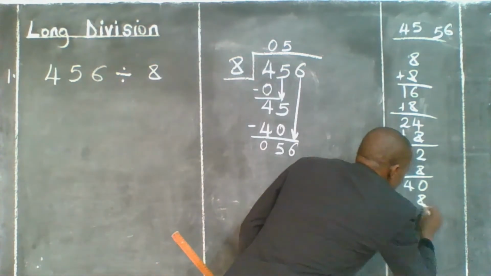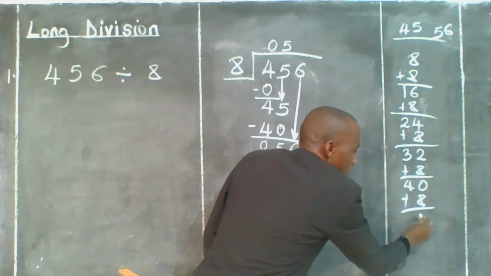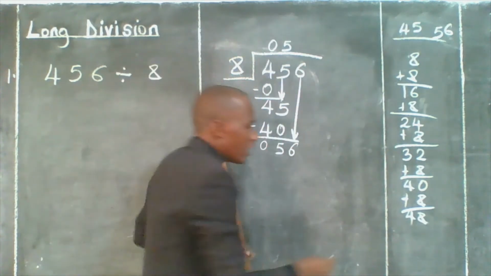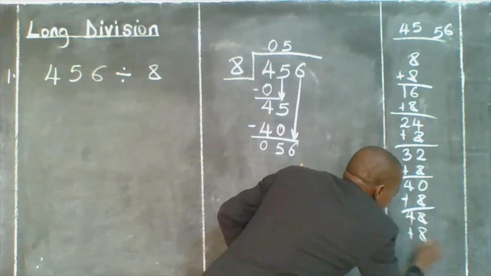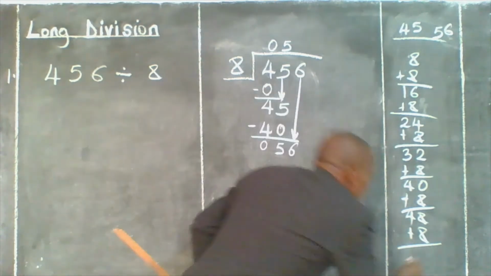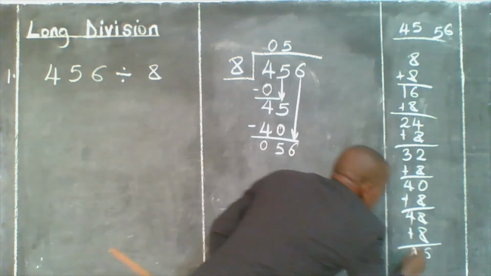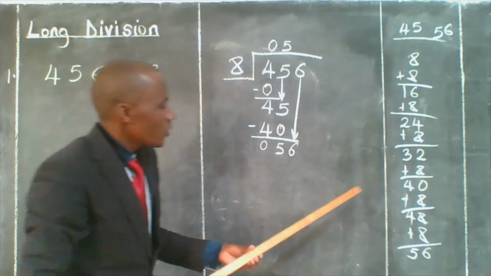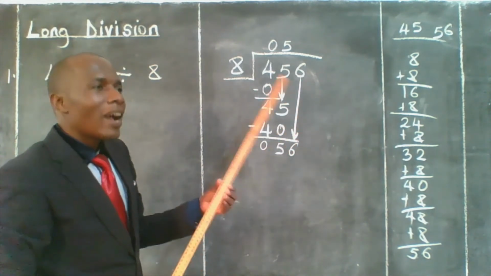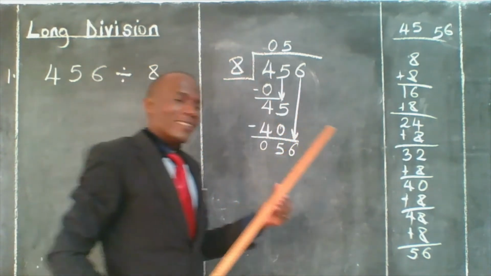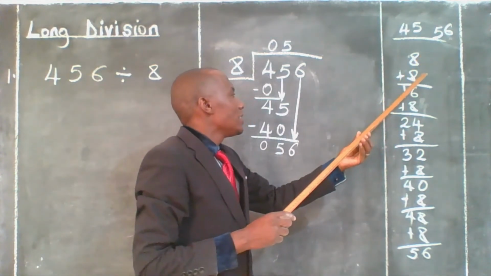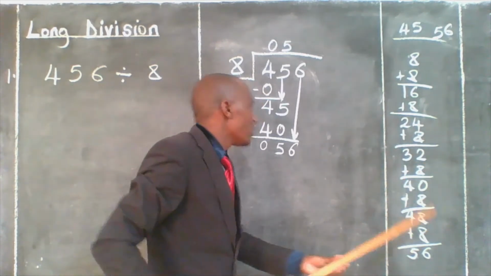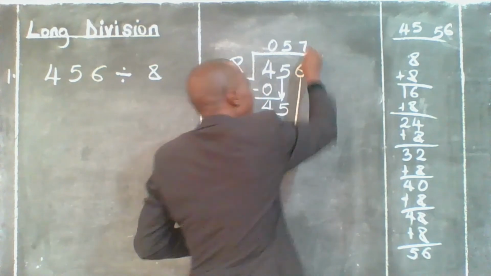Let us fix another 8 and we see. We haven't reached 56. Let us add another 8. When we fix another 8, we discover that we have reached exactly where we are going. So we count how many times 8 has entered into 56. We count 1, 2, 3, 4, 5, 6, 7. It has entered 7 times.